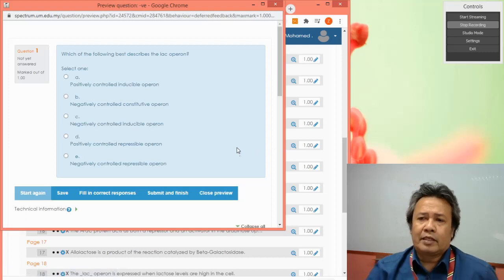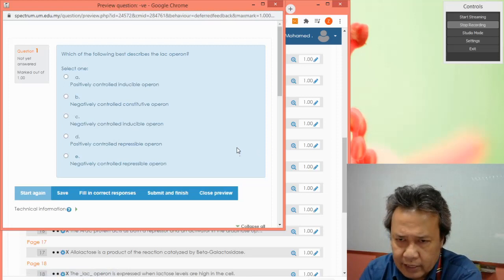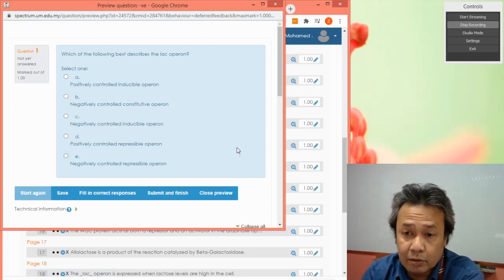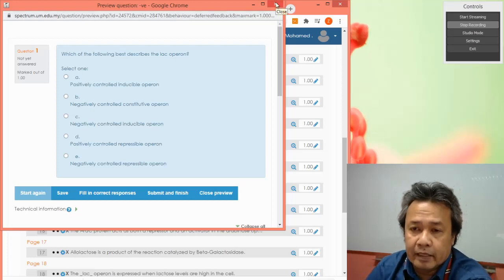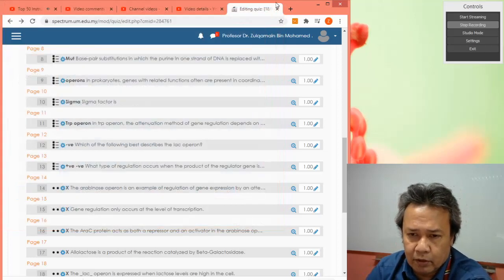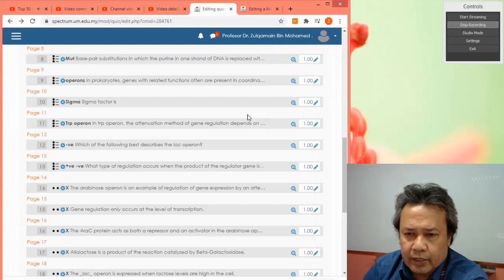Next question. Which of the following best describes the lac operon? Positively controlled inducible? No, it's actually negatively controlled inducible. Yeah, so it's C. All right. Negatively controlled inducible operon. Okay, next question.